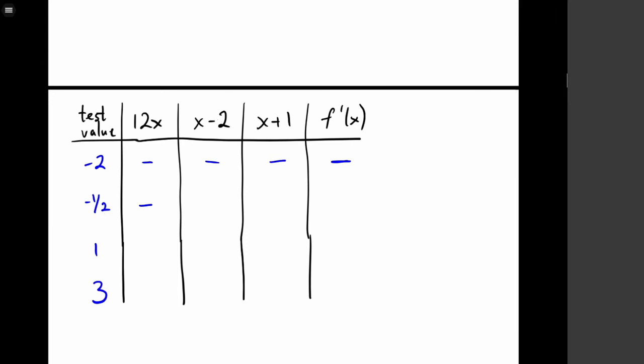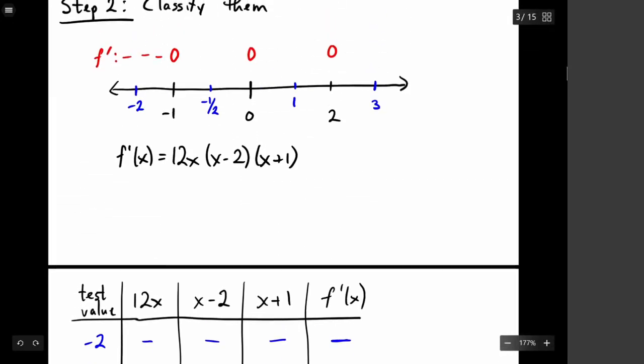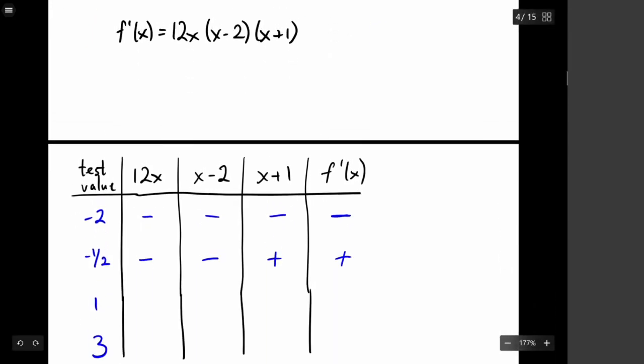Okay? Now if we go to the next number, -1/2, if I plug it in here, it's negative. -1/2, if I plug it in here, is also negative. But if I plug it in here, it's positive. Negative times positive, a positive number. So in this next segment, from -1 to 0, all positive.